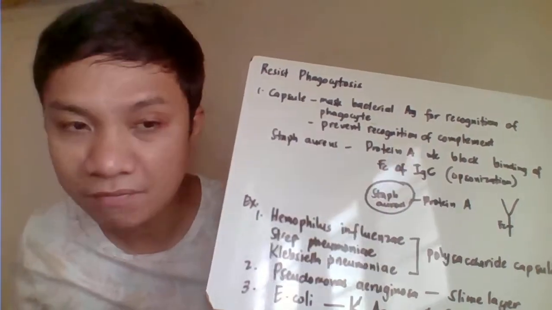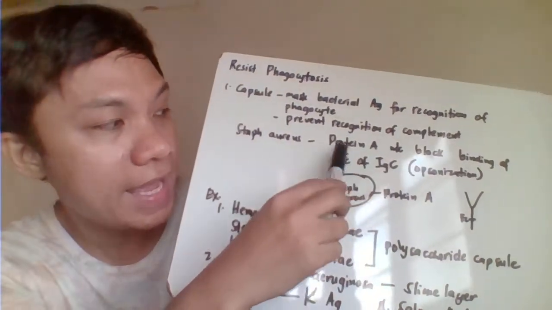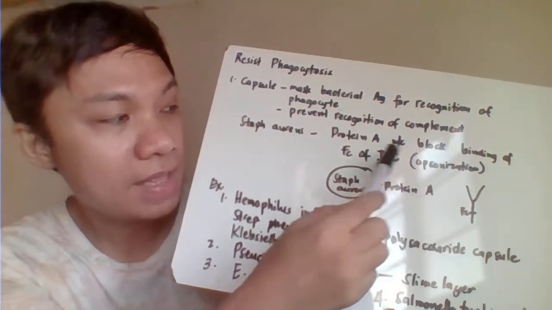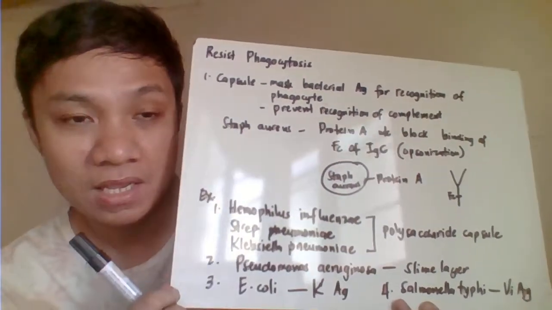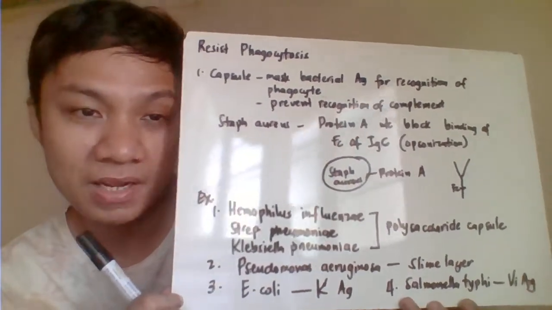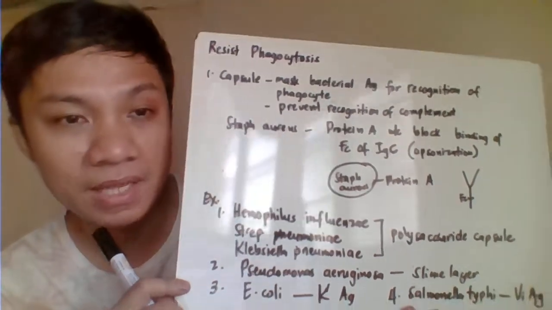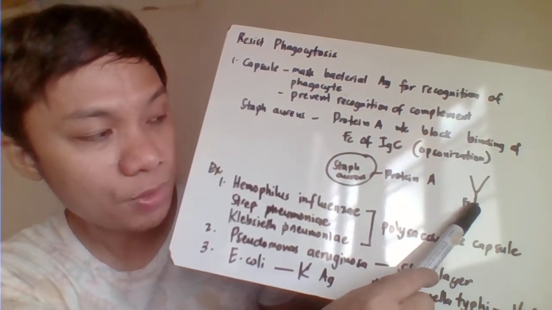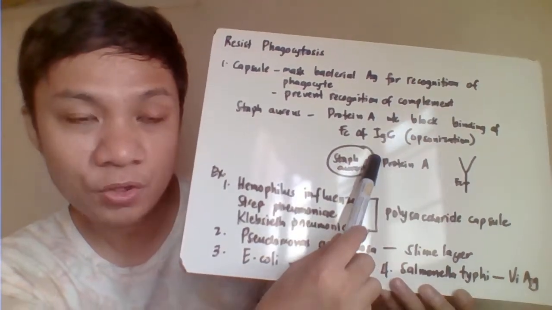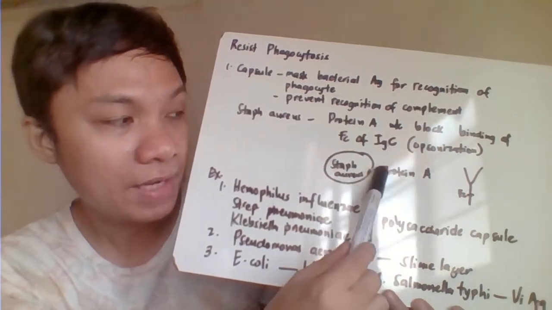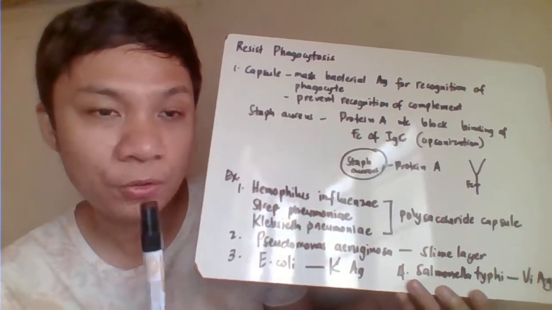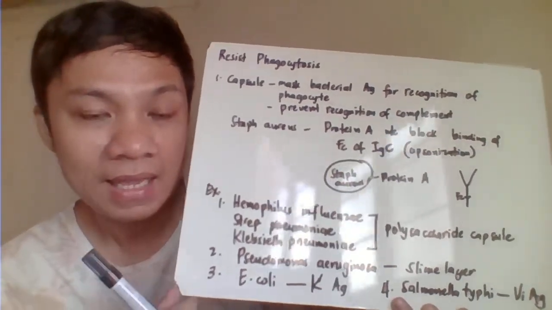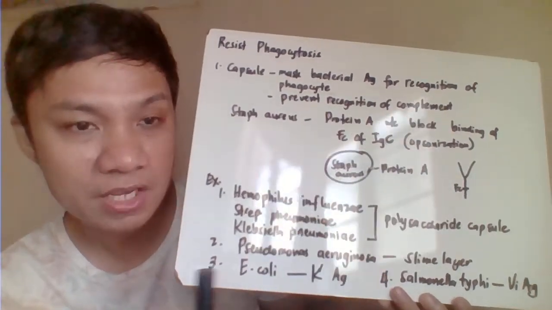In the case of your Staphylococcus aureus, it has protein A. The protein A of your Staphylococcus aureus tries to block the binding of the Fc portion of your IgG, which is your antibody. Antibody helps our body to eliminate pathogens. So, if this one is your antibody, this is the Fc portion. This Fc portion is normally able to bind to your bacteria. So when our antibody binds, your phagocyte could recognize that it is a pathogen if it is coated with antibody. And that's the process you call opsonization.